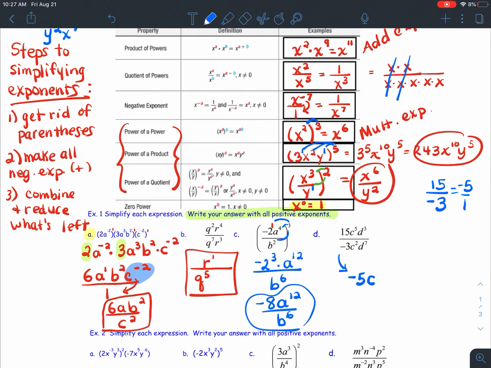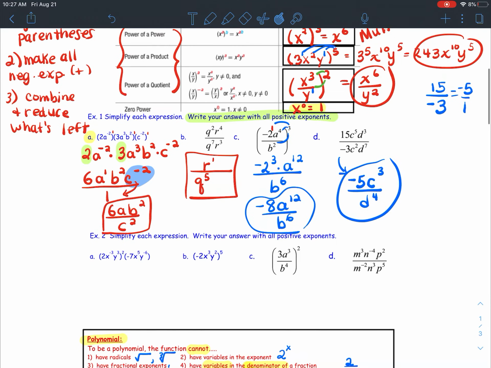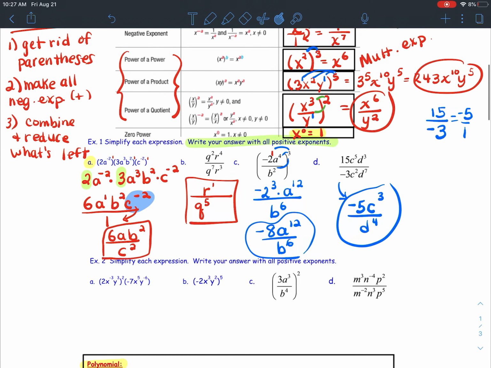Then I see that I have C's in the top and C's in the bottom. There are more in the top, so if I canceled those, I would have 3 extras in the top. Same thing with the D's. If I canceled those, it looks like I would have 4 extras in the bottom, okay? All right, let's go ahead and we're gonna jump to example D. Okay, we'll just look at example D, and this is what we'll wrap up here for the day.